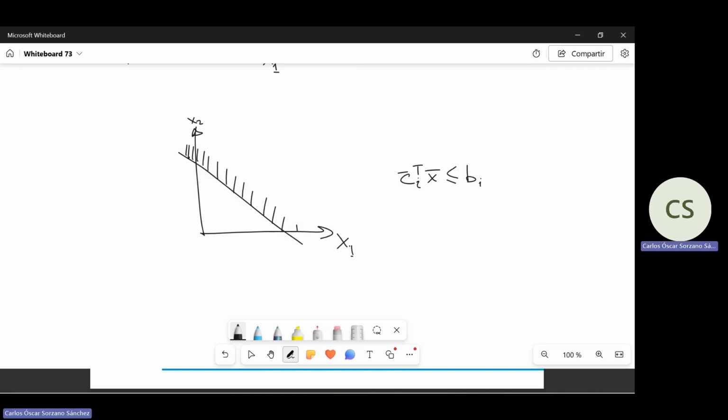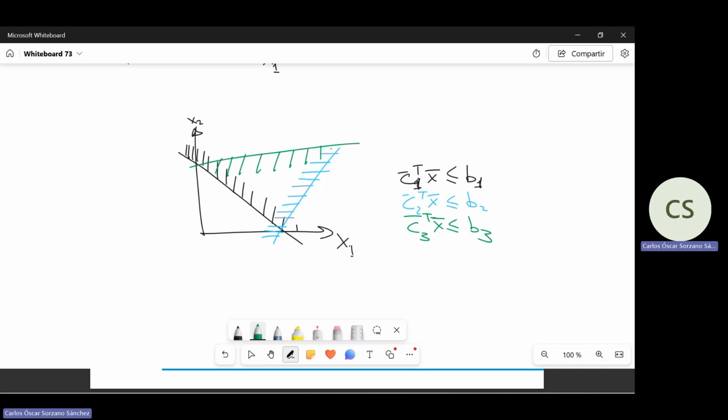But then I have another one. Let's say that this is C1, and then I have C2: C2 transpose X smaller than B2. Okay, now I have another constraint here. It's a vector. So this other vector is this one, and this is the side of the constraint. And then I have another one, C3 transpose X more than B3. And you keep adding more and more constraints.